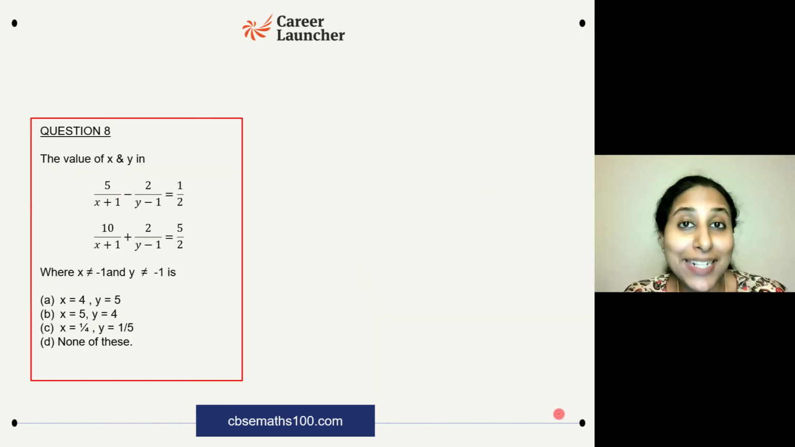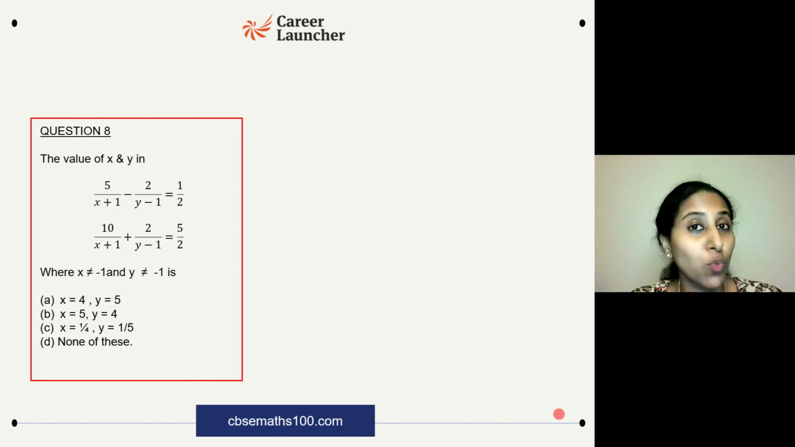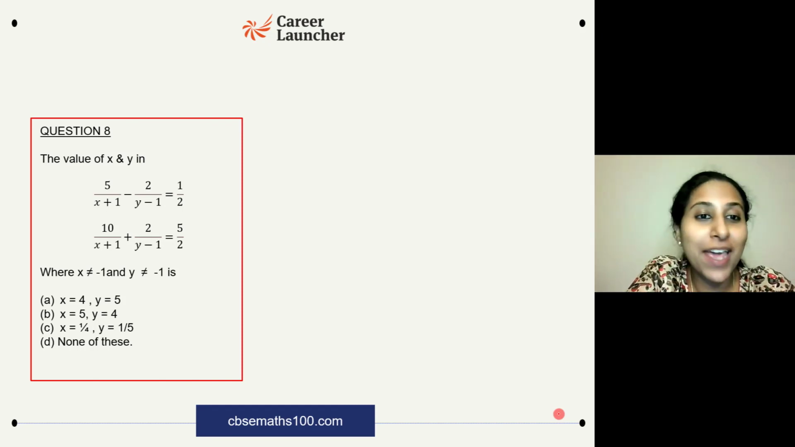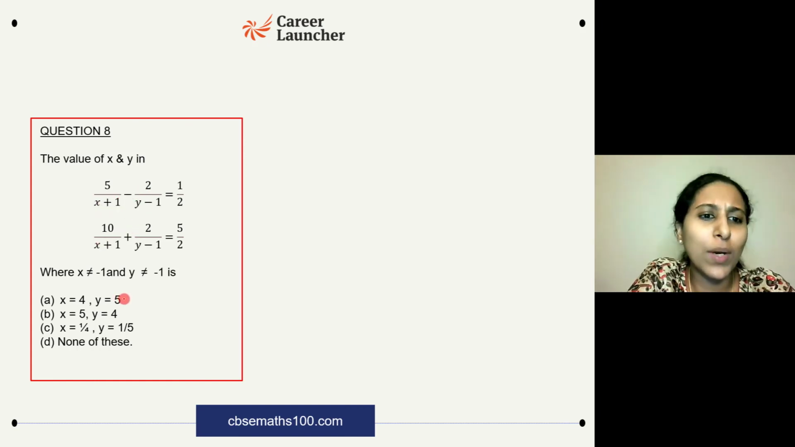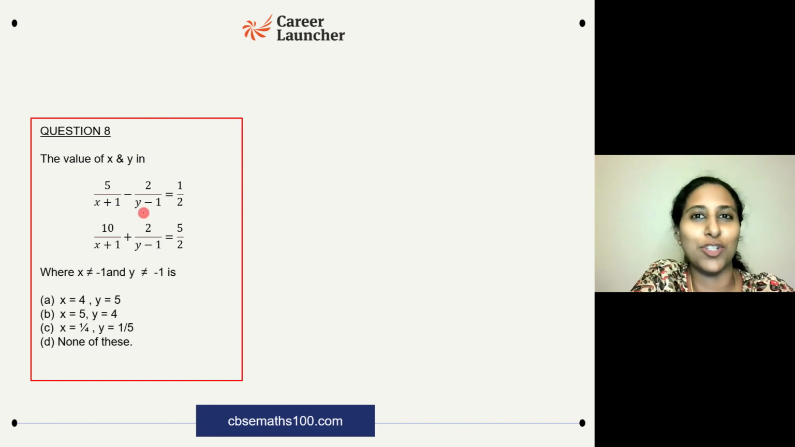Okay. Question 8. The value of x and y in these two equations is what should be found. So we need to solve both these equations and get the value of x and y. How do we solve such type of equations? Even in this question, we could substitute the values of x and y one by one and check which one makes this true. Sometimes this can turn out to be long in case you're not good with simplification and calculation. In that case, you would need to figure out how to solve these two equations.